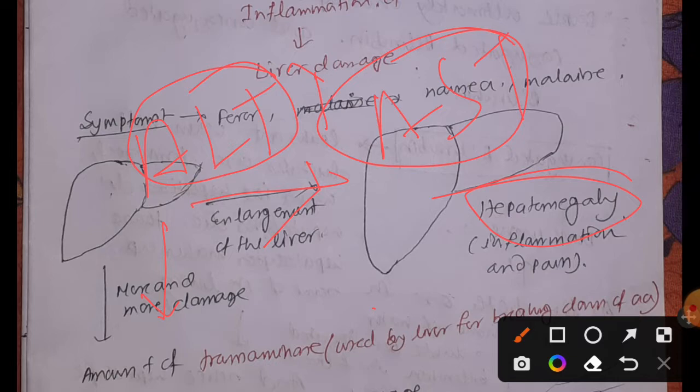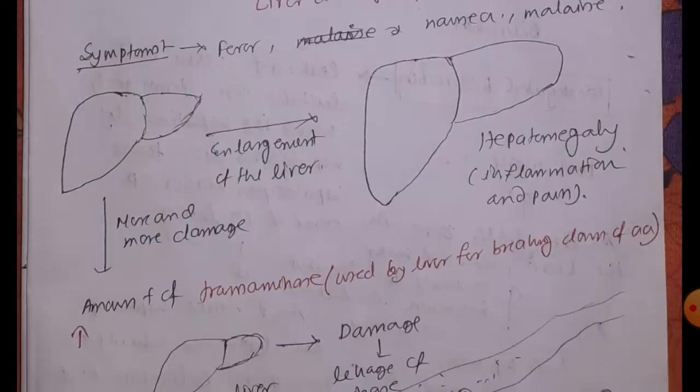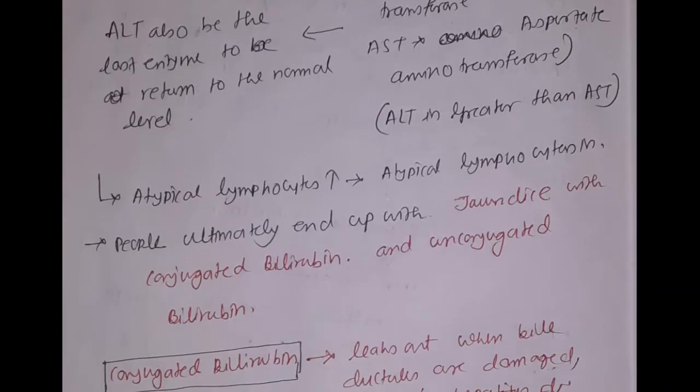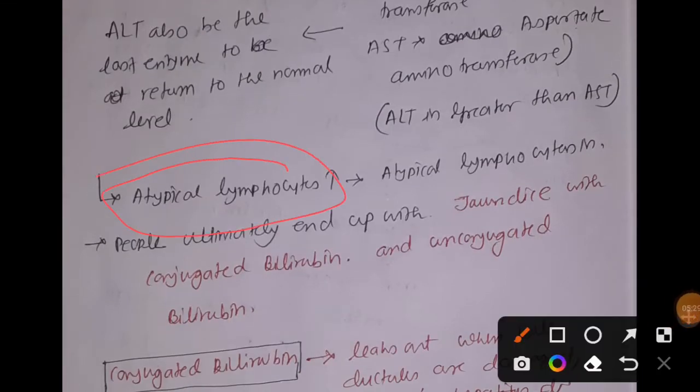And when the viral load is slowly decreasing, the amount of AST will decrease first, then ALT. That means when our concentration of ALT is normalized, we can conclude that yes, that particular individual is fully recovered from that particular hepatitis disease. Okay, so that's what I have explained here. So the amount of atypical lymphocytes may also increase, which is known as atypical lymphocytosis.